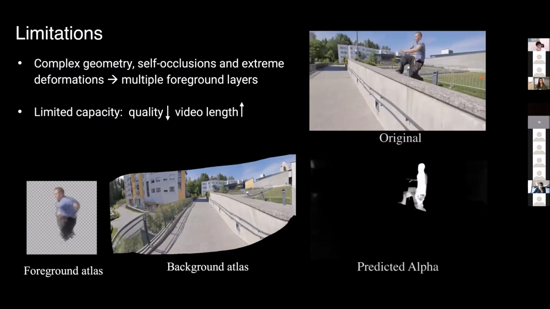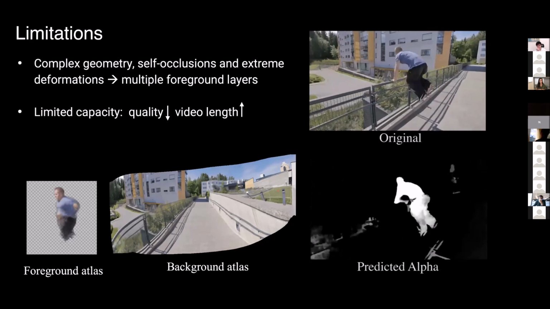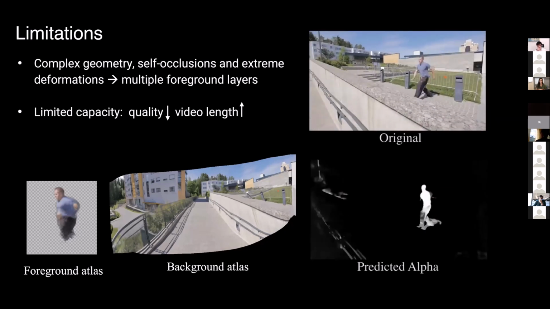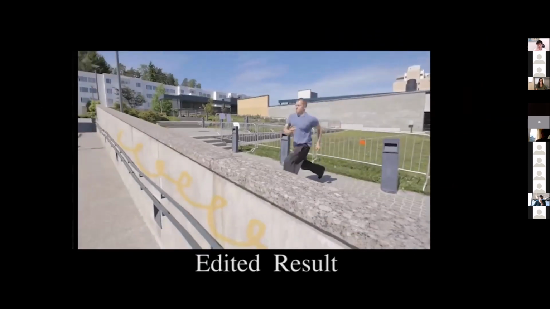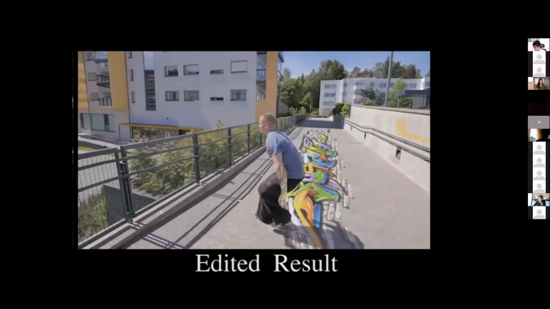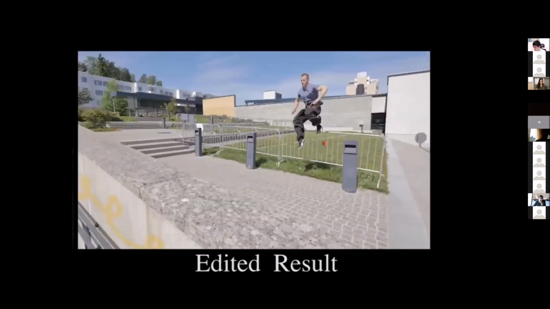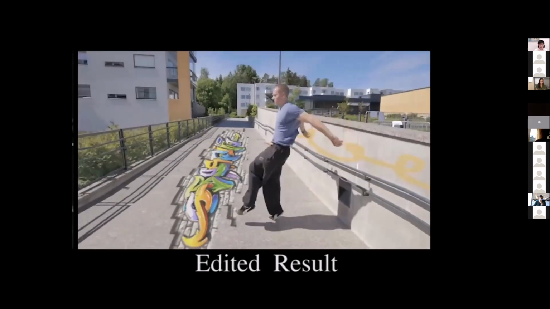But still, you can see that even in this example, the predicted alpha and the background atlas are of quite good quality. So in fact, we are still able to edit this video by, let's say, adding this graffiti on the ground and this scribble on the wall, and get this as a result and map them back to the video. So though we didn't manage to fully represent the persons and we cannot edit the person here, the result is still useful.